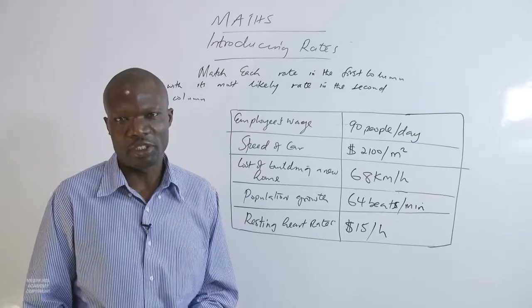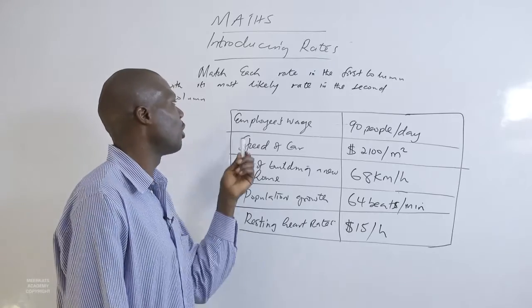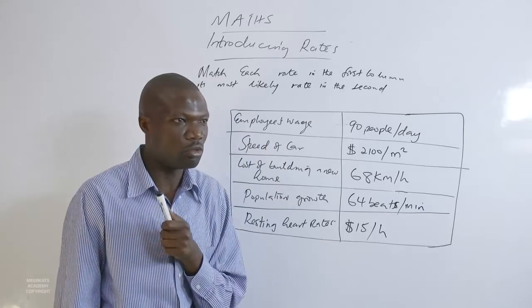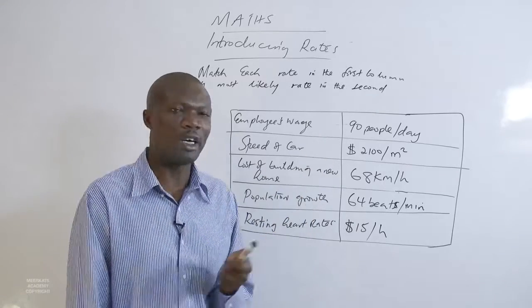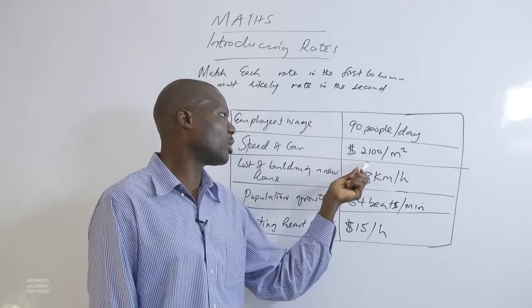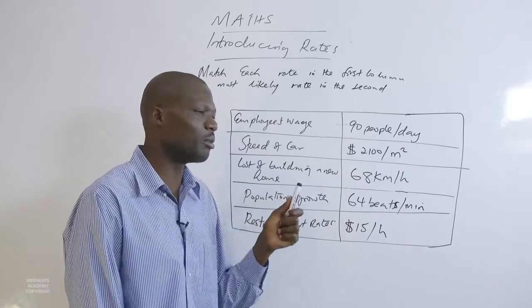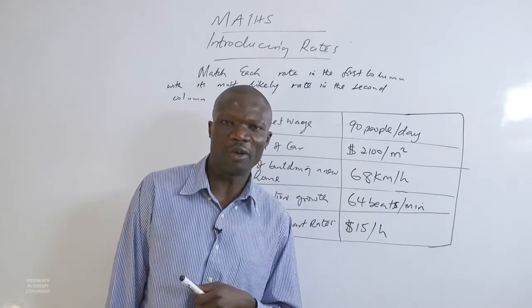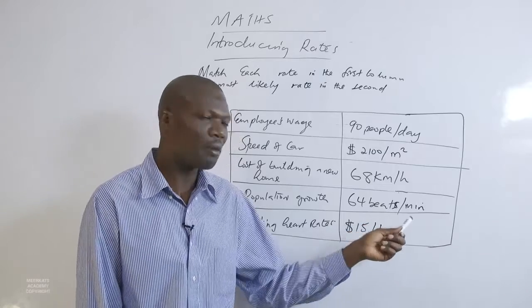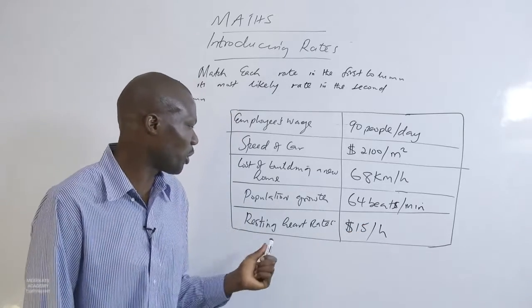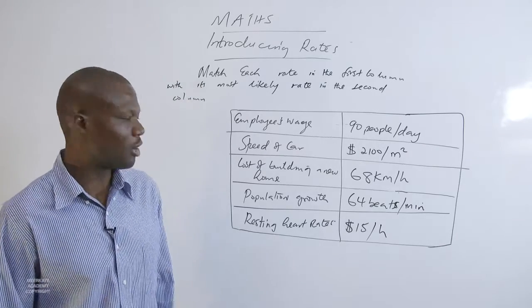So we want to match. What should give us a clear explanation of employees' wage? Is it 90 people per day? Speed of a car, is it $2,100 per meter square? Cost of building a new home, is it 68 kilometers per hour? Population growth, is it 64 beats per minute? And what if it's about resting heart rates? Is it $15 per hour?